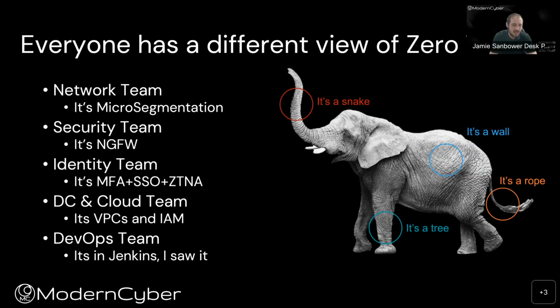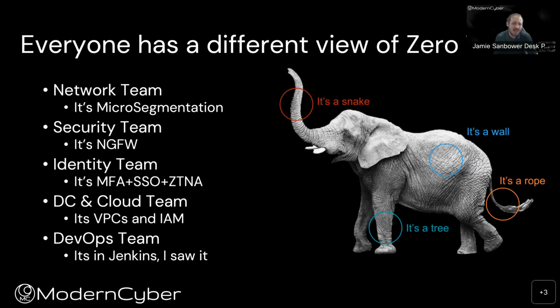The network team thinks it's microsegmentation. The security team thinks it's next-gen firewall. The identity team is focused on things like multi-factor authentication, single sign-on, and ZTNA. The data center cloud team thinks Zero Trust is all about AWS, GCP, and Microsoft Azure. And for the DevOps teams, it's in Jenkins. I saw it, like everything's in Jenkins, so that must be the solution.